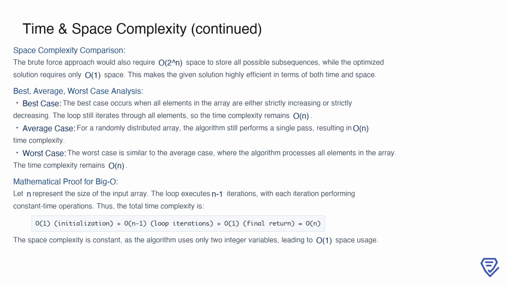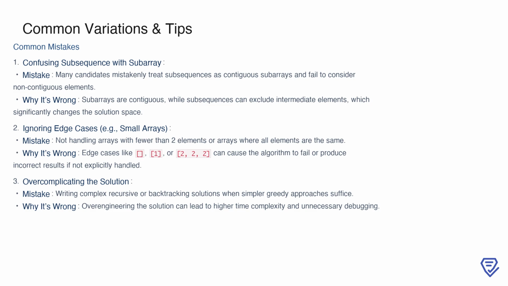The space complexity is constant, as the algorithm only uses two integer variables, leading to O(1) space usage. When solving the wiggle subsequence problem, there are several common mistakes to watch out for. First, many people confuse subsequences with subarrays. Remember, a subsequence doesn't have to be contiguous, it can skip intermediate elements, whereas subarrays are always contiguous. This misunderstanding can lead to an incorrect solution approach.